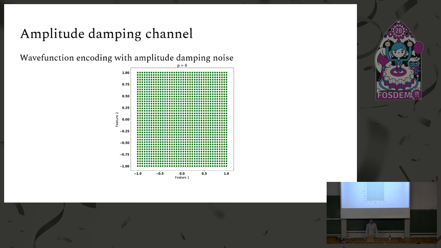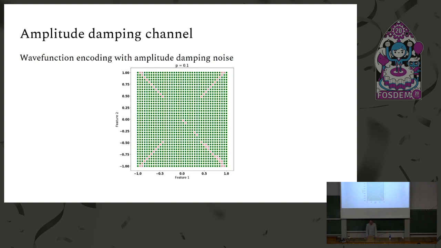So first, let's consider the wave function encoding. This is the standard one that a lot of people consider. And here, I'm using the same notation. The points are colored green if they are robust, and they're red X's if they are not robust. So here, the strength of the channel is zero. This is the noiseless case, so every point is robust. Now we start increasing the noise. So now the strength of the channel is 0.1, and we start getting points that are misclassified.